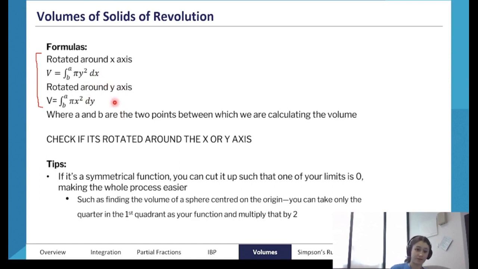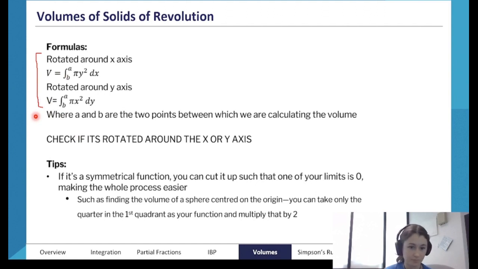But of course, if it's rotated around the y-axis, we need to integrate with respect to y. So our function needs to be in terms of y, like x equals something in terms of y. So a and b in both of these limits are the two points between which we are calculating the volume. If we are rotating around the x-axis, these two limits need to be x coordinates. And if we are rotating around the y-axis, these two limits need to be y coordinates.